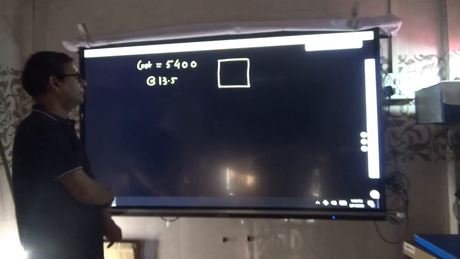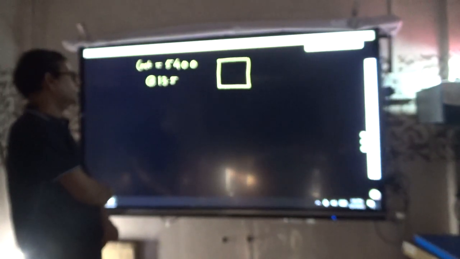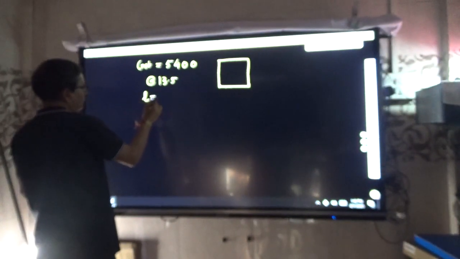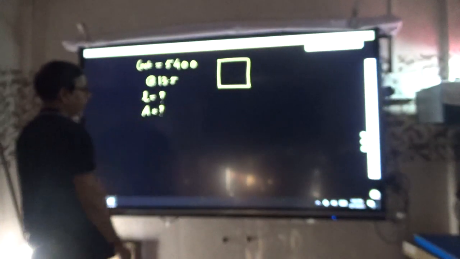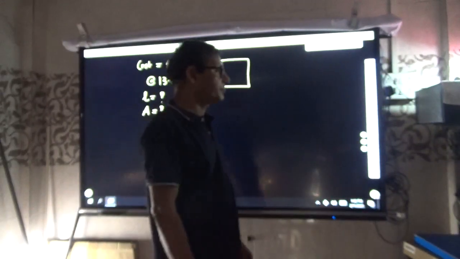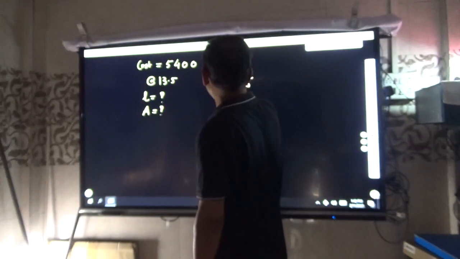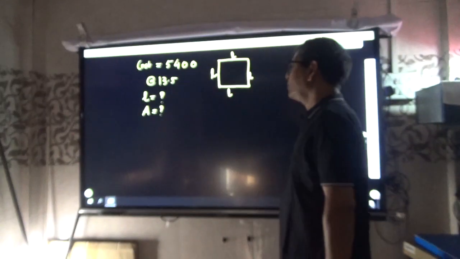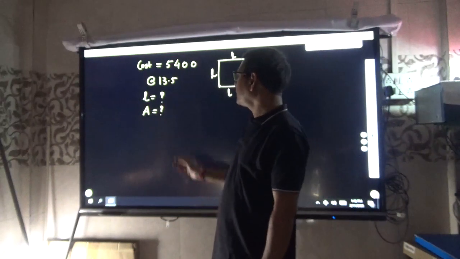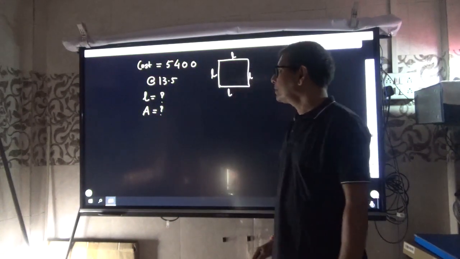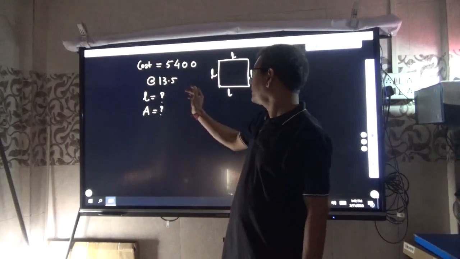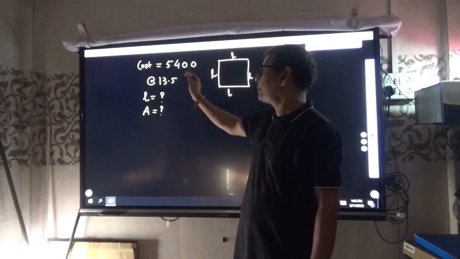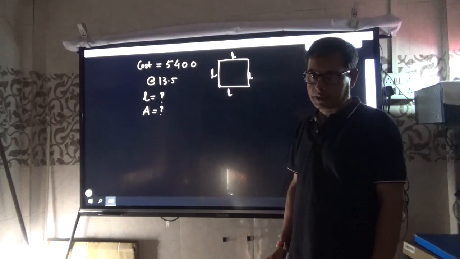Find the length of the side of the field, and the area of the field. Length you have to find out. And normally area is written as capital A. If it is L, then this is L, this is L, this is L. Correct. So per meter it costs me 13 rupees 50 paise. And how much have I spent in fencing? Entire 5,400. Correct, no?